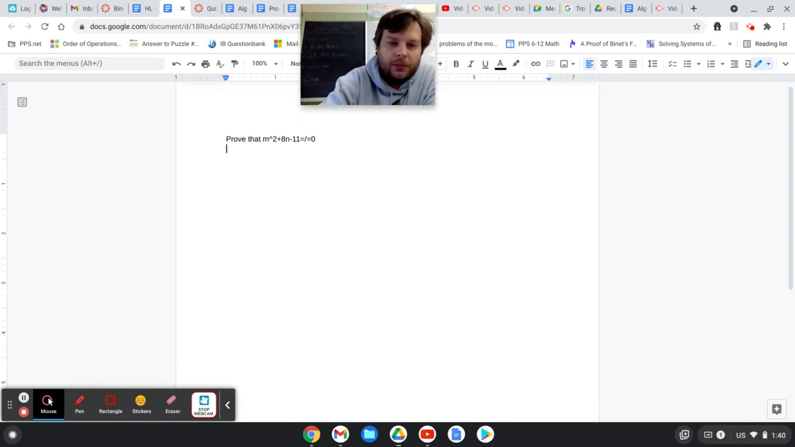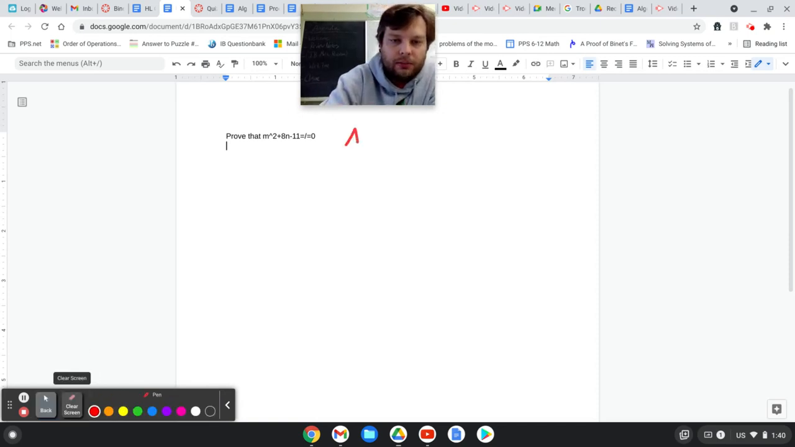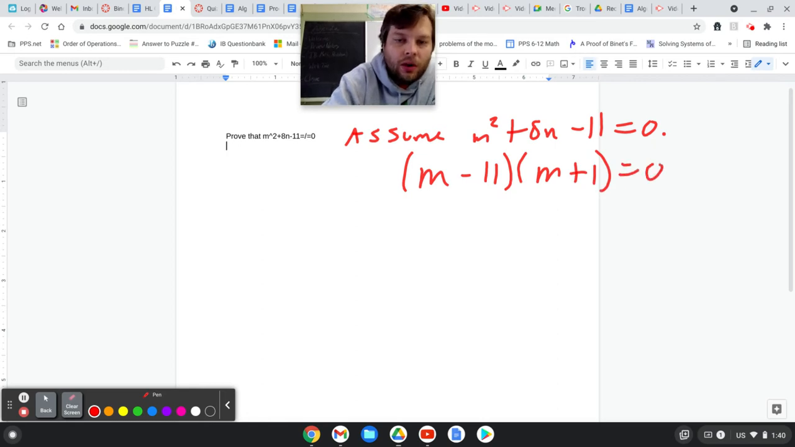So we still assume that we're going to do proof by contradiction. So we still assume that contrapositive. So assume that m squared plus 8n minus 11 does equal 0. And then we say, okay, let's factor it. So we say m minus 11 times m plus 1 is equal to 0. Or you have to consider the possibility that it's m plus 11 and m minus 1 equals 0.